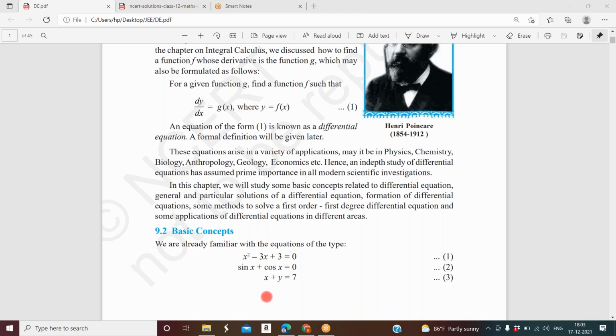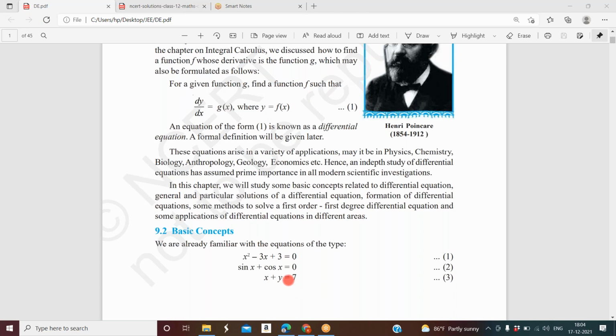What about the last equation, x plus y equal to 7? Here two variables are involved, x and y. Both are unknown. So if this equation is given to you, then we will solve it for x and y, because there are two unknowns, x and y. We will find the values of x and y.